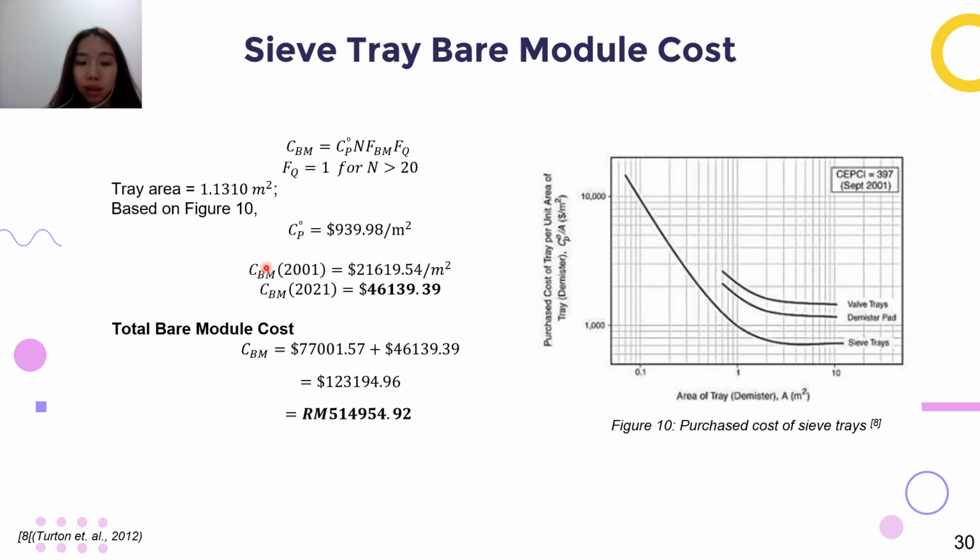In base case, we can obtain the sieve tray bare module cost at around $22,000 per meter squared, while in 2021, the sieve tray bare module cost is obtained at around $46,000. So all in all, we can obtain a total bare module cost at around RM515,000.